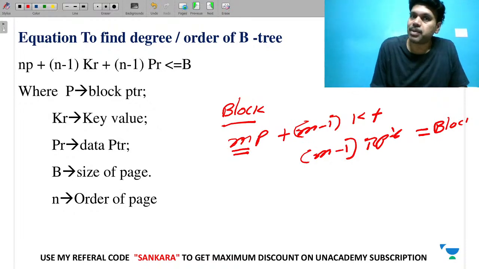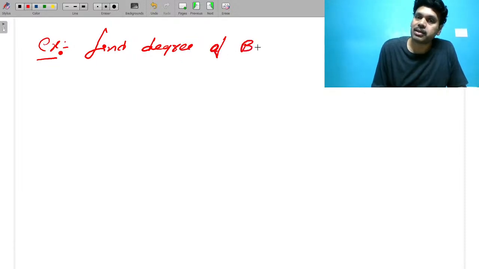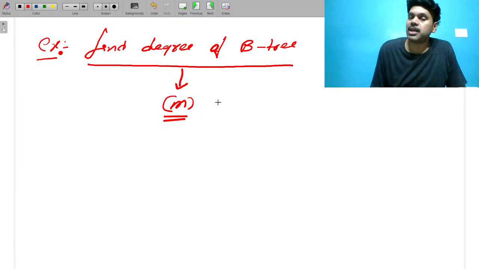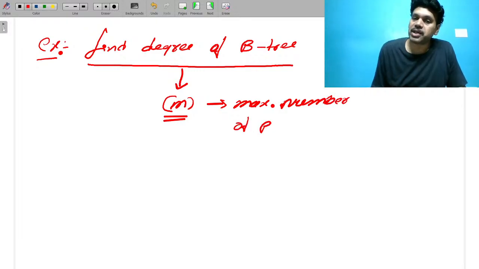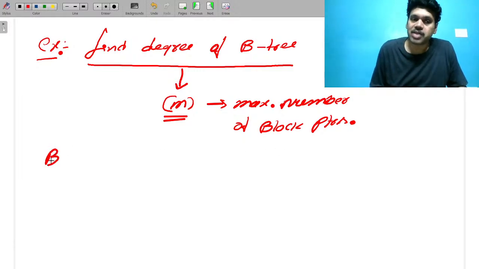So, for example, he is asking: find the degree of B tree. Whenever he is asking to find the degree of B tree, he is asking indirectly for the m value. What is the meaning of m? Maximum number of block pointers. So that's the meaning of m, the maximum number of tree pointers, also called child pointers, also called block pointers. How are you going to get it? Using a small equation that we discussed in the last slide.